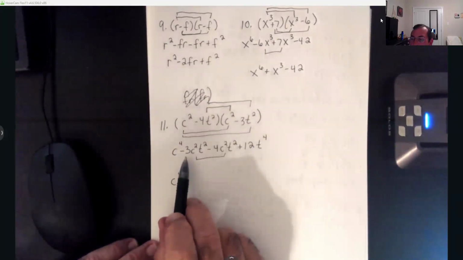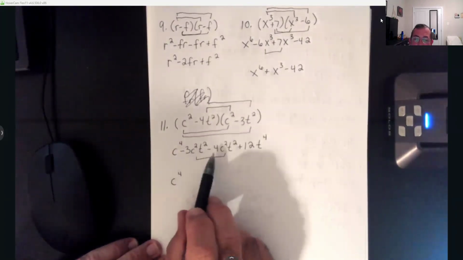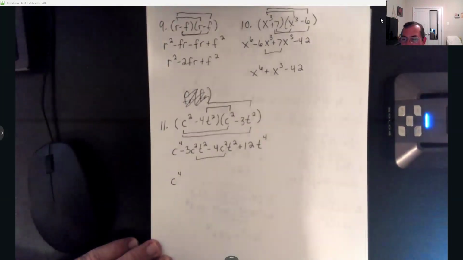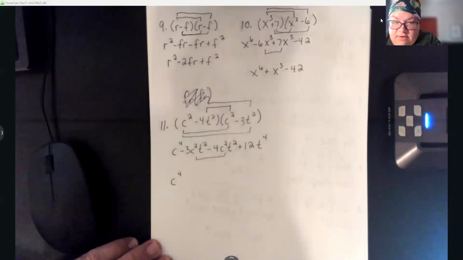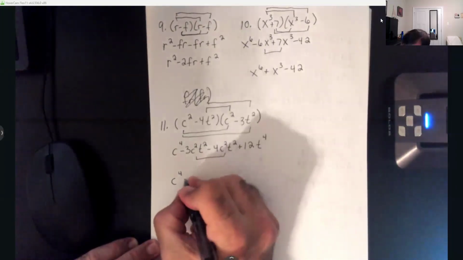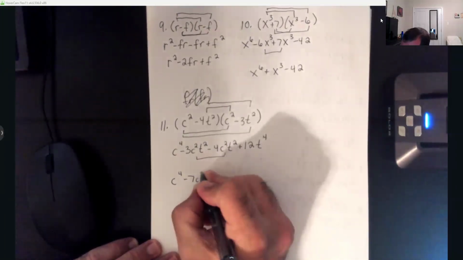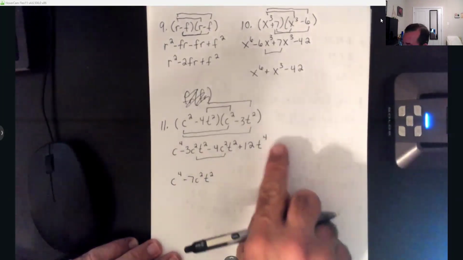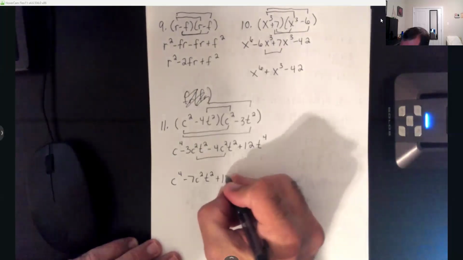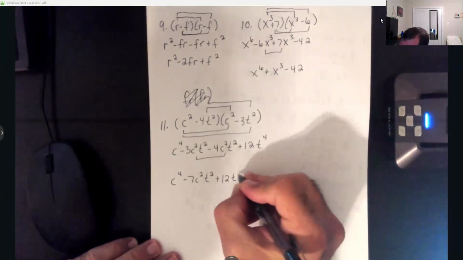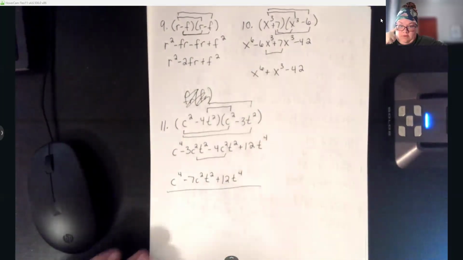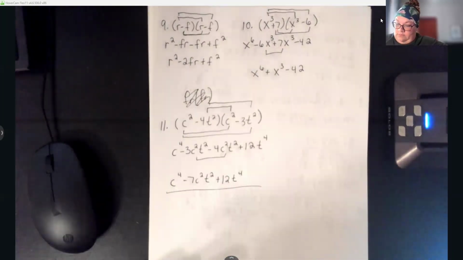Y'all, how about this? Now, negative 3 plus a negative 4, and don't say positive. Negative 7. So negative 7. And then we still got what? C squared, T squareds. And then at the end would be my positive 12 T4. And then final answer.